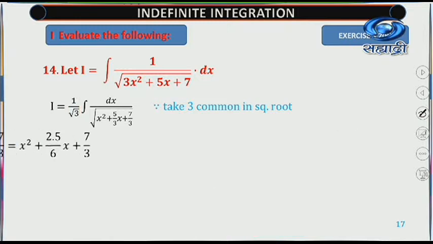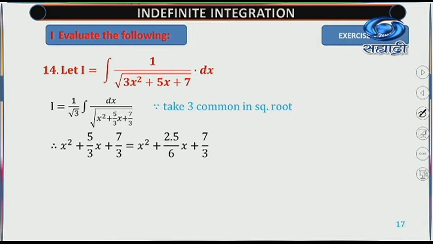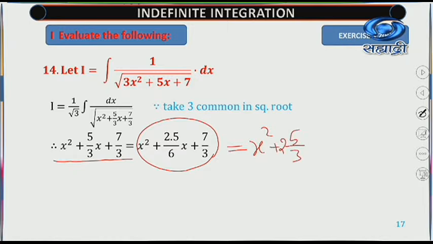After that, as usual, you need to complete the square. For completing the square, the middle term must be in terms of 2 into. There is no 2 in this middle term. So how to find this 2 into middle term? That I will tell you. That is working as x square. Now you have 5 upon 3, but we want 2. So divide by 2 into x plus 7 upon 3 as it is.